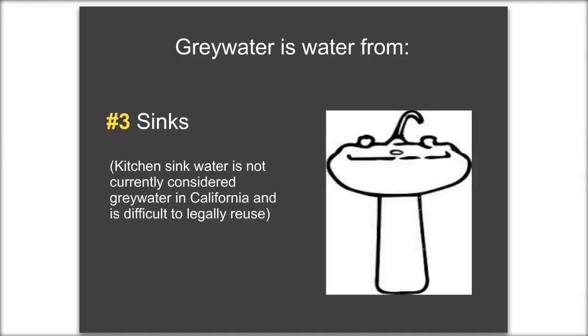And the third source is sinks. In California, bathroom sink water is considered graywater. Kitchen sink water is not considered graywater. So it depends on what state you live in if kitchen water is going to be classified with graywater or if it's not going to be classified with graywater. And that's something that in California we need to change so we can ensure that all graywater sources can be reused legally.